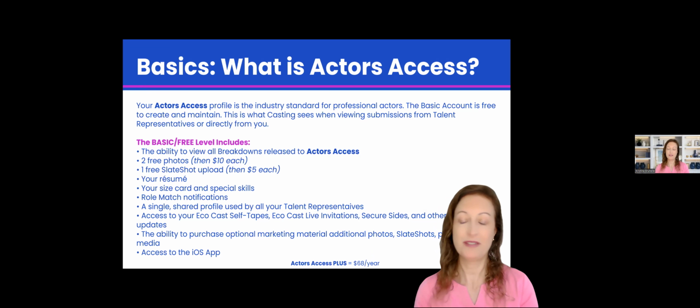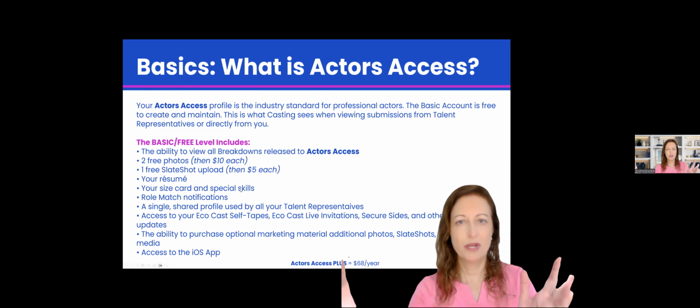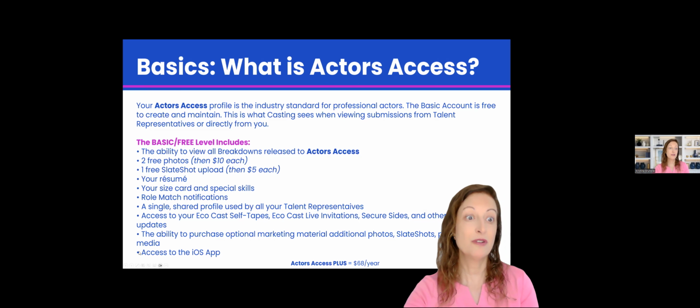and therefore it might behoove you to just pay the $68, and then you don't have to worry about paying for all those things every time you upload. Now, you still will have to pay for additional headshots and additional slate shots, but you won't have to pay to self-submit. When you submit for something that's been requested that you submit for, then you don't have to pay for the video or the voiceovers in that case. So you got to weigh the pros and cons. How often are you going to self-submit?